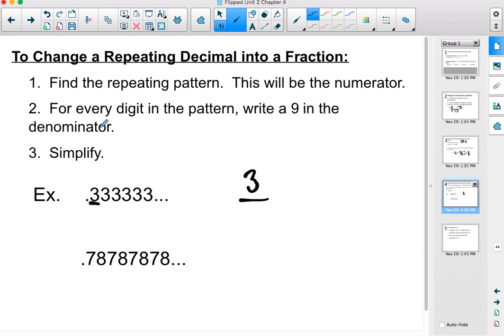Step 2 is that for every digit in that repeating pattern, we're going to put a 9 in the denominator. So we've got 1 3 that repeats over and over and over again. So we're going to put 1 9 in the denominator. Final step is to simplify.